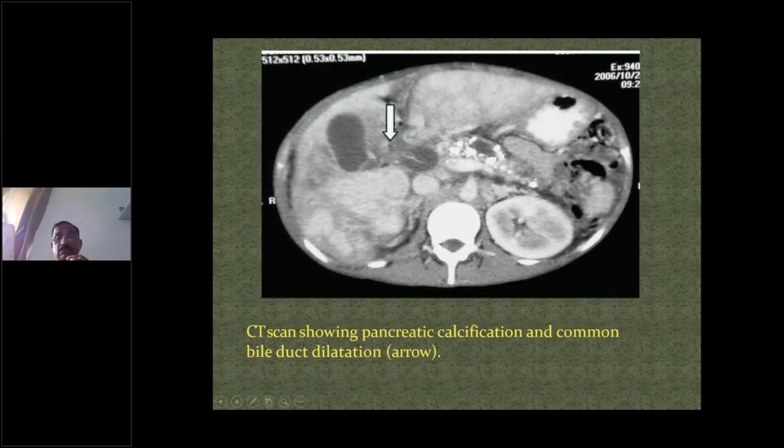This is another patient with chronic pancreatitis, and there is dilated CBD, secondary to the distal CBD stricture. You can see the dilated MPD with multiple calculi.